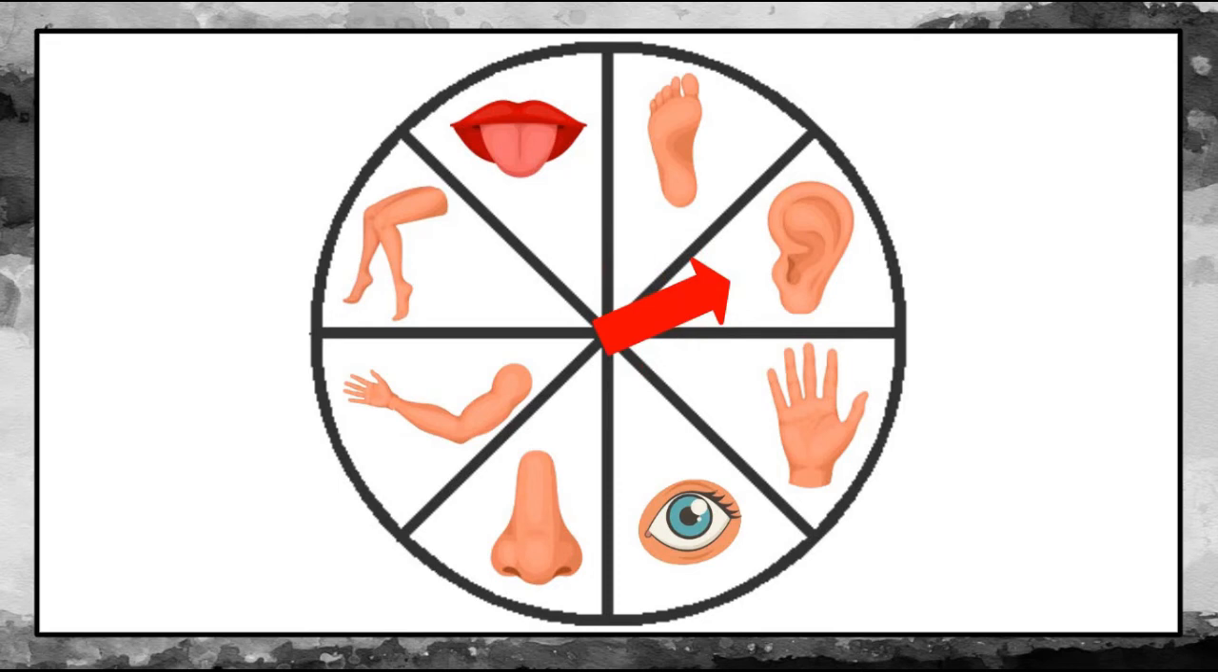it landed on the ear. Now I'm going to give you 5 seconds to make a sentence with ear. For example, I can hear things with my ear. Do you understand? Can you try? Let's spin the arrow again. It landed on a nose. I'm going to give you 5 seconds to make a sentence.